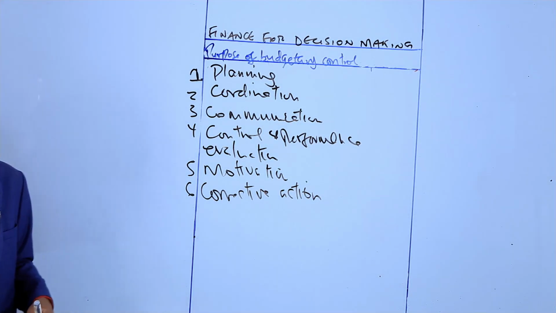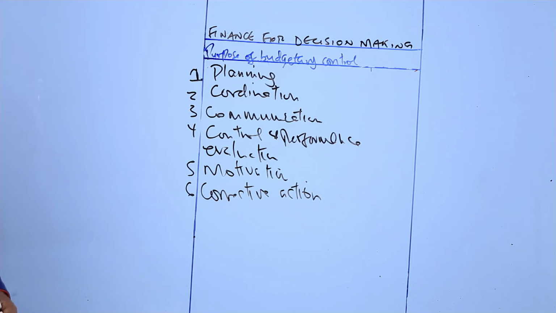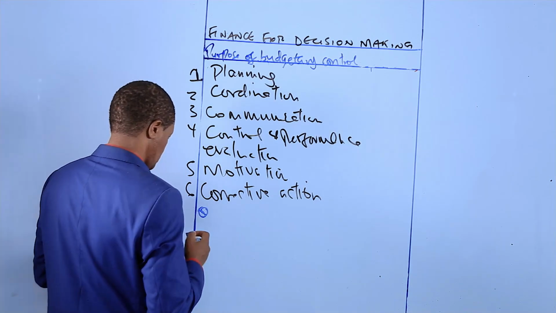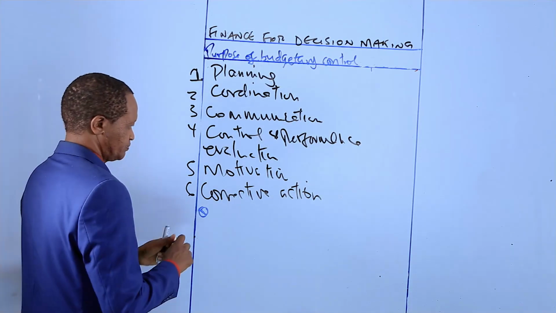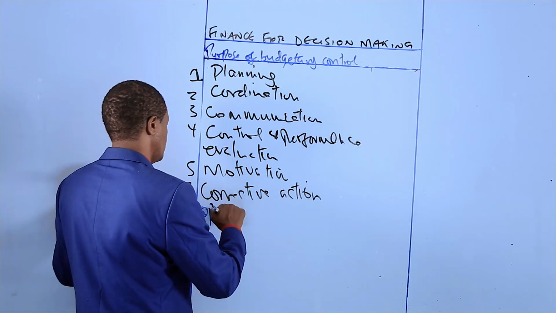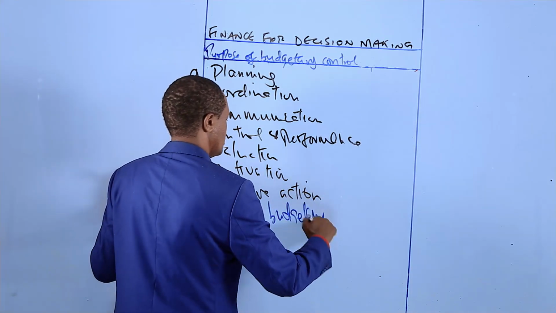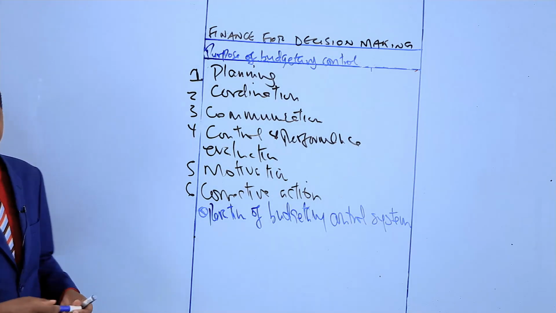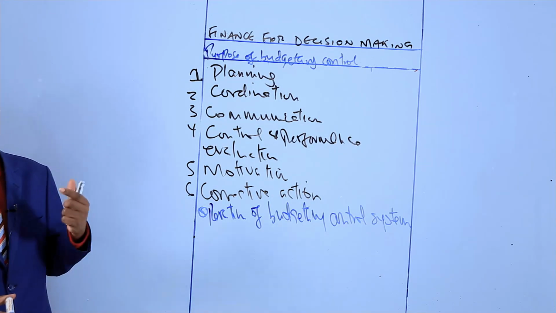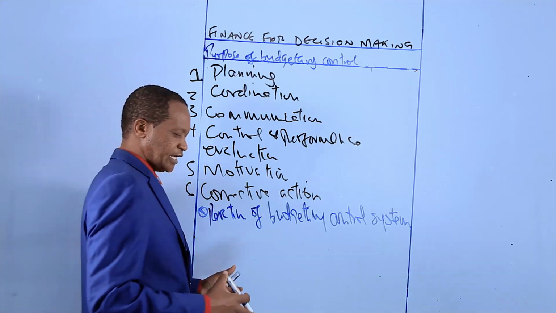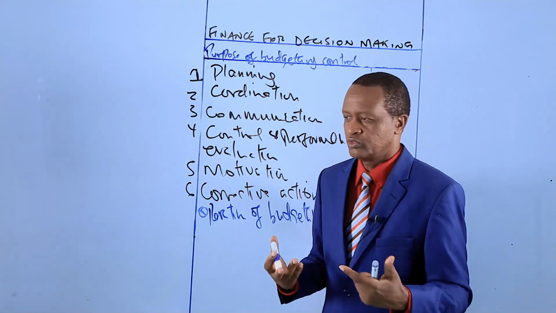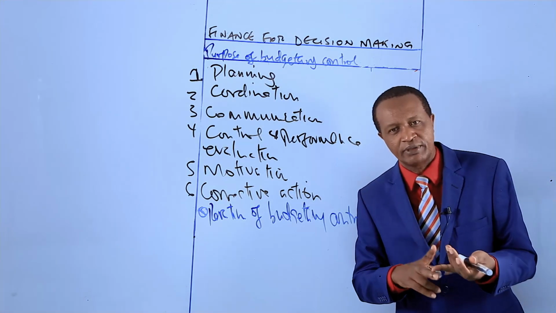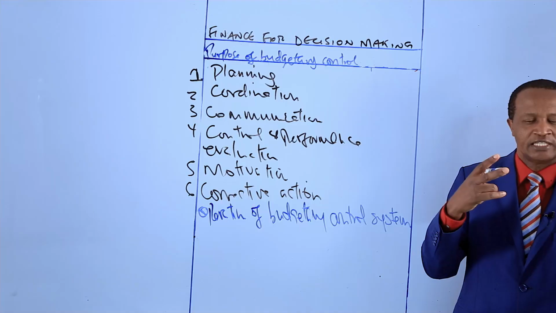Let's move to the second aspect of this lesson, which is operation of budgetary control system. Now, a budgetary control system is a continuous cycle which involves three core steps. One is budgeting, monitoring, and action.